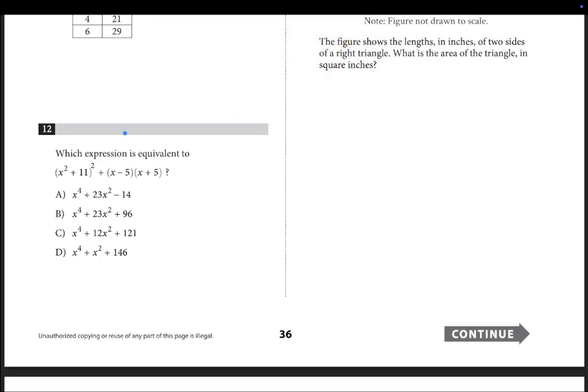So number 12 states, which expression is equivalent to x squared plus 11 squared, plus x minus 5 times x plus 5? So we can just write this out as, we're going to rewrite the original expression real quickly. x squared plus 11 squared plus x minus 5 times x plus 5. So we can also write this as x squared plus 11 times x squared plus 11 plus x minus 5 times x plus 5.